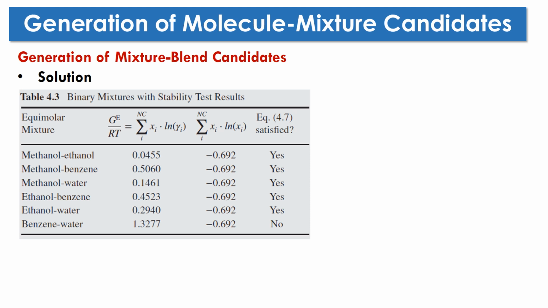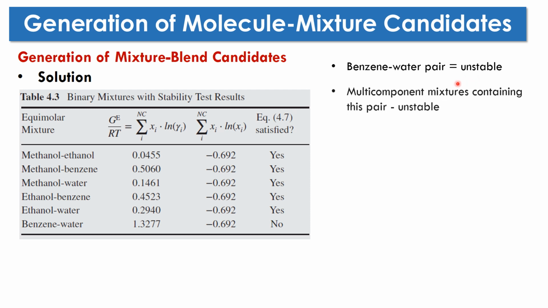This is the result of the stability test. From all 6 binary mixtures, all satisfy the equation except the benzene and water system. It means that the benzene and water pair is unstable. Since this pair is unstable, most probably multi-component mixtures containing this pair are strong candidates for being unstable mixtures as well.